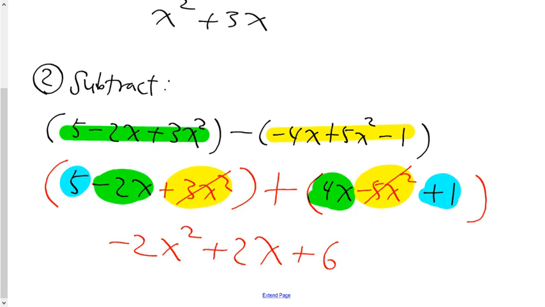Just add the opposite. So on your test, you will have to demonstrate the ability to model it. Just one question, not a lot of them. But generally speaking, when you're asked to subtract polynomials, you should use adding the opposite.